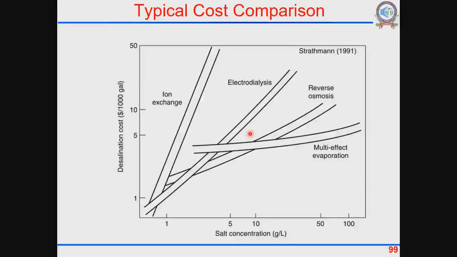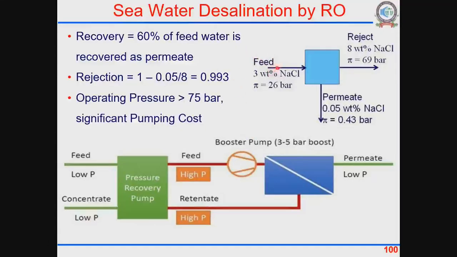Just to give you some idea, suppose we had seawater with 3% sodium chloride. We want to make a permeate which is about 0.058% sodium chloride, and let's say the reject, which is going back to sea, is about 8% sodium chloride. The osmotic pressure, if you calculate just by the Van 't Hoff equation, is about 26 bar for the feed, 0.43 bar for the permeate, and 69 bar for the reject. That means we will have to pump the feed to more than 69 bar. So typically 70, 75, 80 bar, 100 bar in some old cases, before we will be able to get a permeate stream.